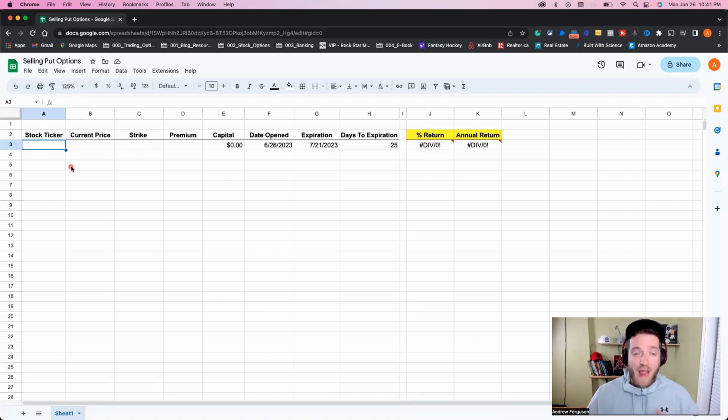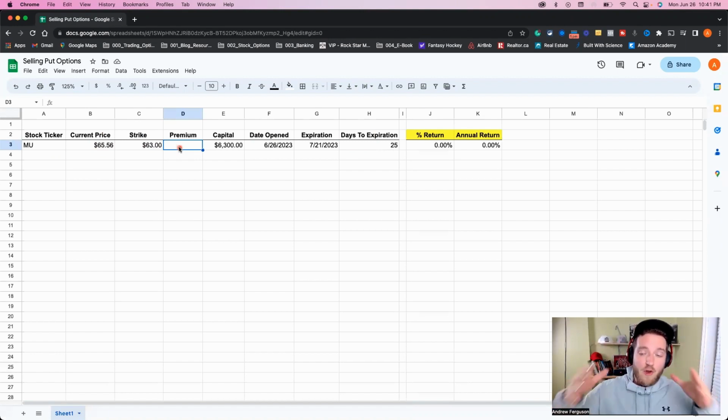So the stock ticker MU, again, is for Micron, and they're a semiconductor company. The current price, 65.56. And I've got some preloaded things in here that I'm going to calculate once we fill in the strike price. We said $63 is our strike price, again, below the 65.56. And the biggest, most important thing here is the premium. This is the money that you're going to get paid.